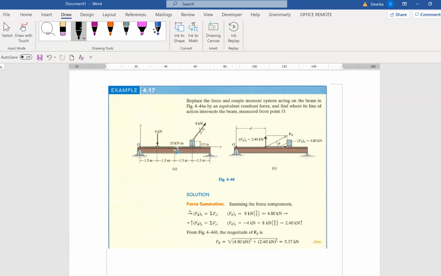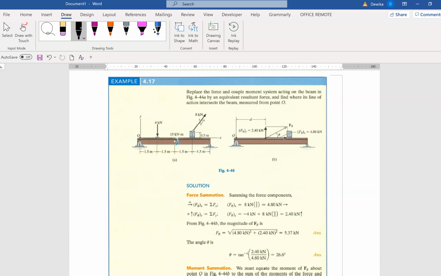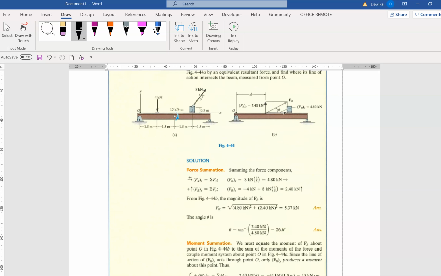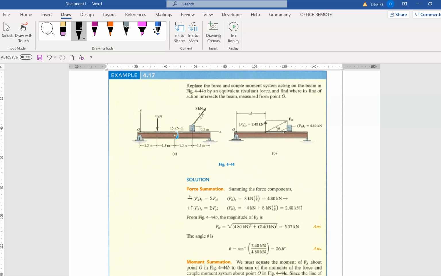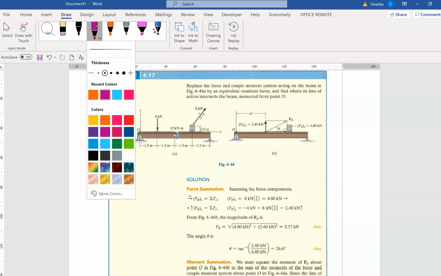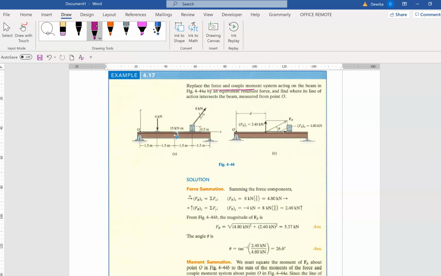There is further simplification, which is similar. I'm just going to guide you here. Now, further simplification, the second part of the chapter, which I've actually covered also. Let's look at example 4.17. We're going to replace the forces and couple moment to force O. We're going to shift it to O, similar to what we have done just now.